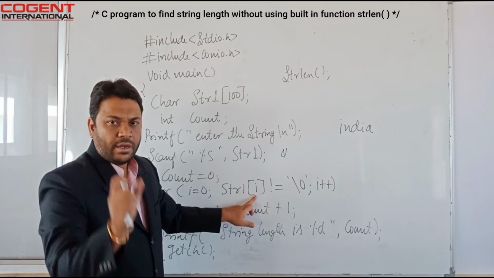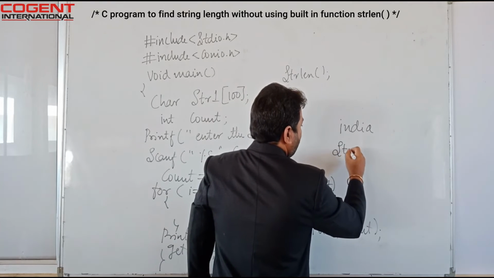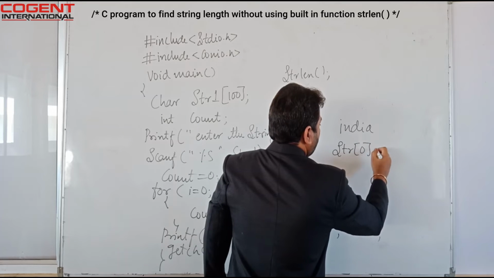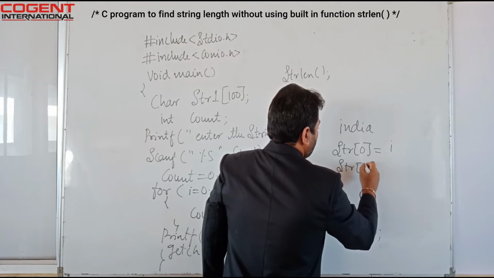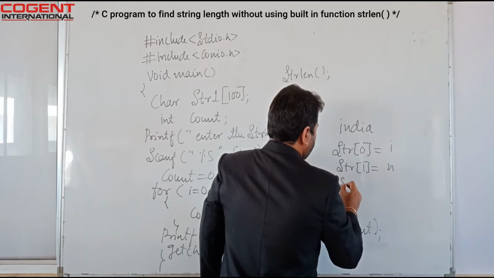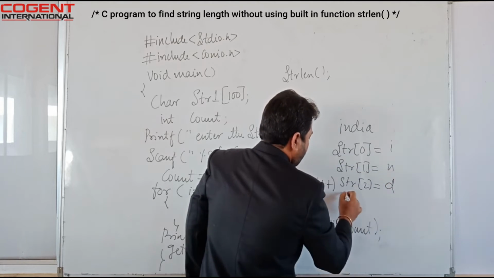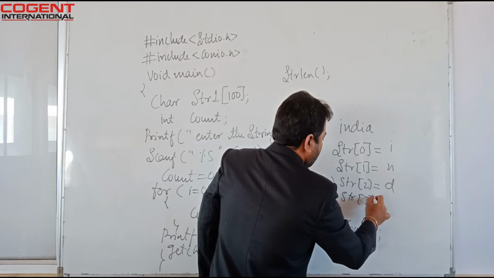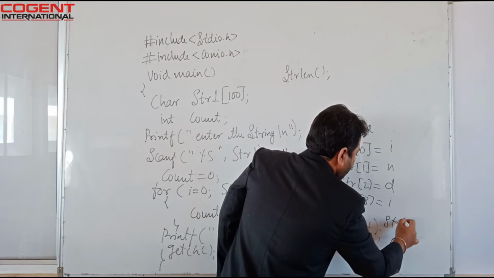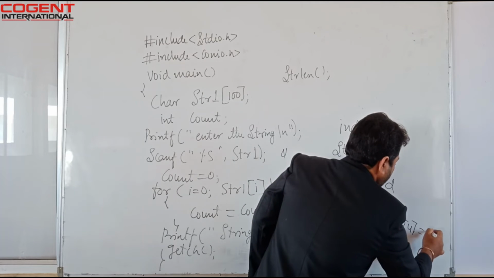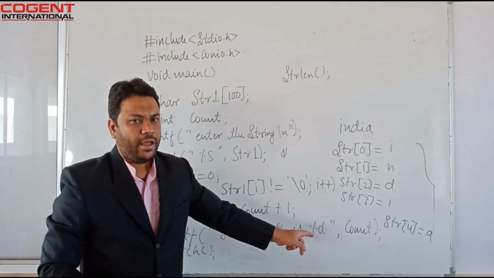So the first character will be stored into this memory location, that is str of 0 is equal to I, str of 1 is equal to n, str2 is equal to d, str3 is equal to I, then str4 is equal to a. So this is how the India string is stored into the array here.